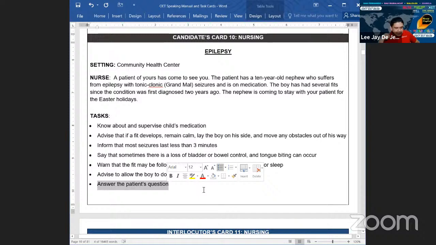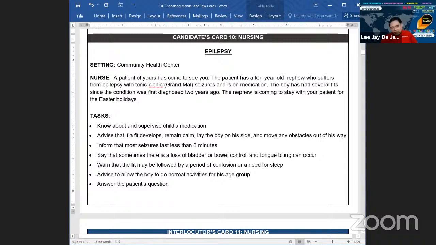Now, a piece of advice, you can write on the card. Remember that you can write on the card because it's going to be printed on paper. So don't hesitate. In fact, I advise my students to number them. So write 1, 2, 3, 4, 5, 6. Why? Because numbers are easier to follow than bullet points.